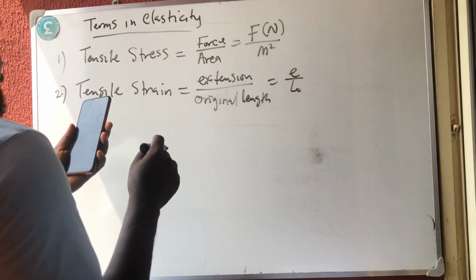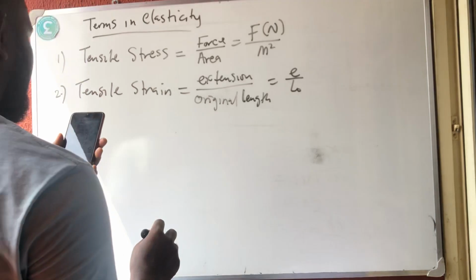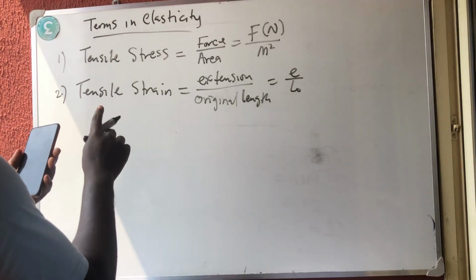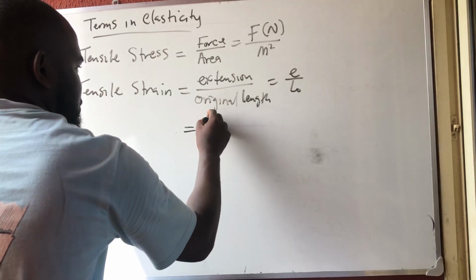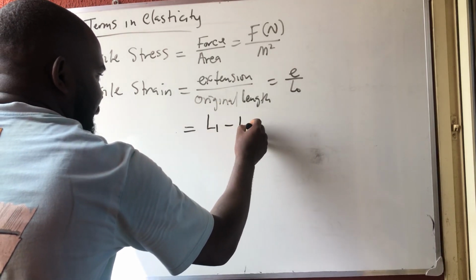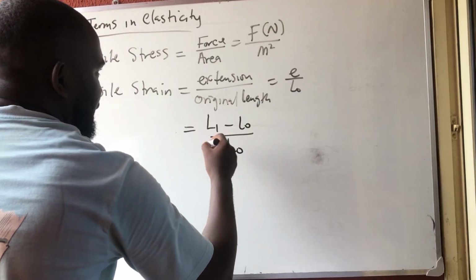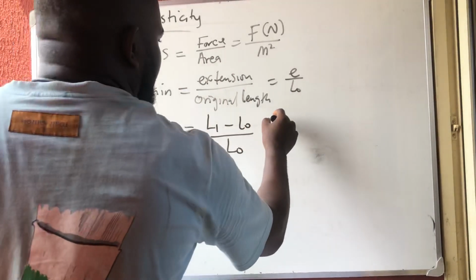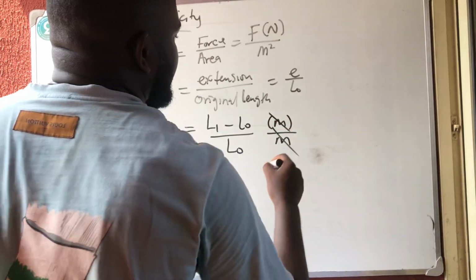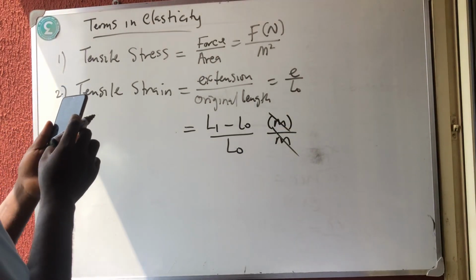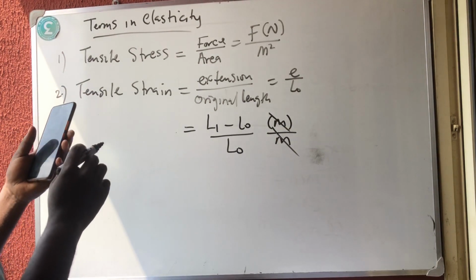let us bring the relationship between linear expansivity and tensile stress. But don't forget that extension is taken as what? The length produced minus the original length all over what? The original length. If you look at this, extension is measured in meter and the original length is equally measured in meter. So meter cancels meter. So we say that tensile strain does not have an SI unit.